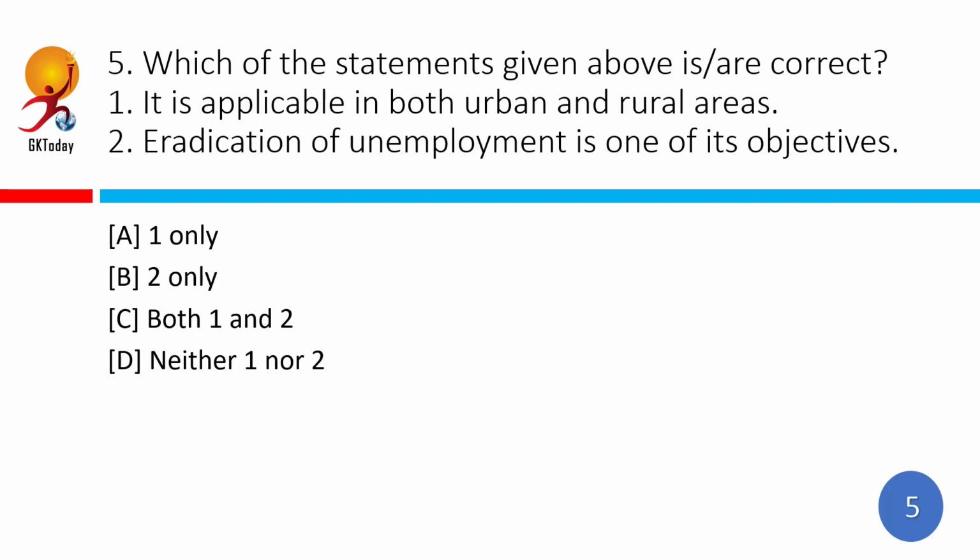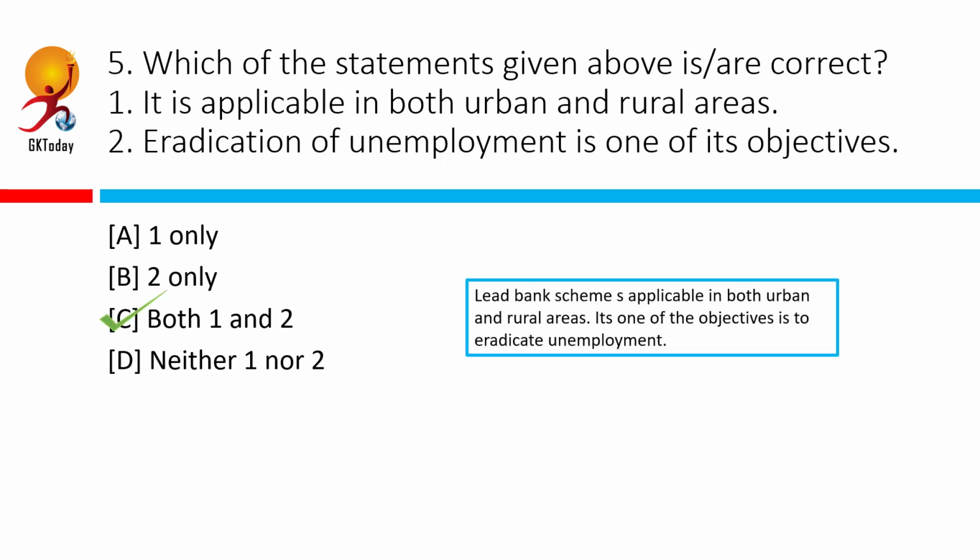Which of the statements given above or below is or are correct? 1. It is applicable in both urban and rural areas. 2. Eradication of unemployment is one of its objectives. Correct answer is both 1 and 2. So, eradicating unemployment and underemployment was one of the leading objectives of this scheme, and also it could be applicable in both urban and rural areas. It depended on the need of the people in that area and not particularly the kind of area it was.